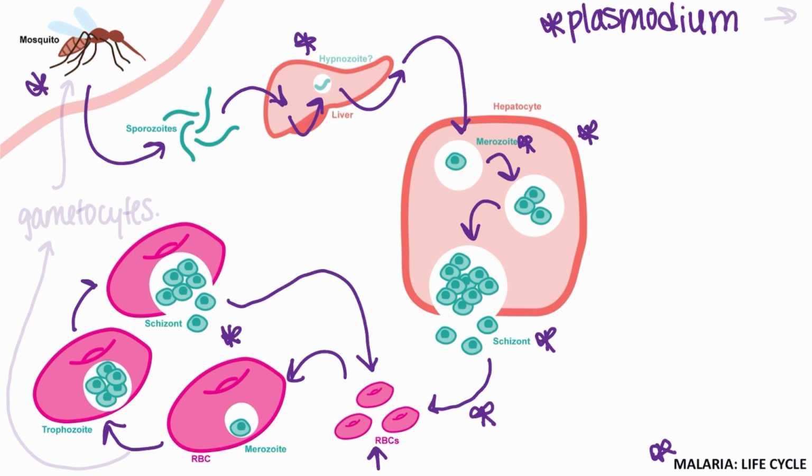Additionally, these can mature into gametocytes that can be picked up and spread to the next mosquito that bites this individual, restarting this cycle all over again. So moving to the next slide.